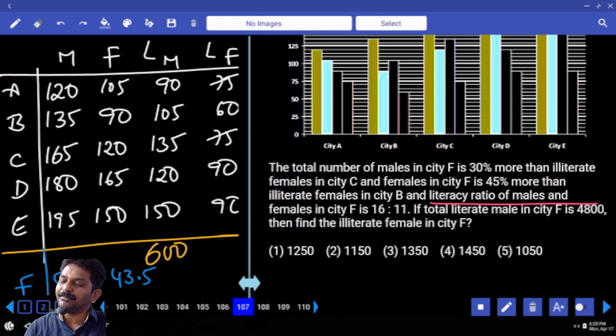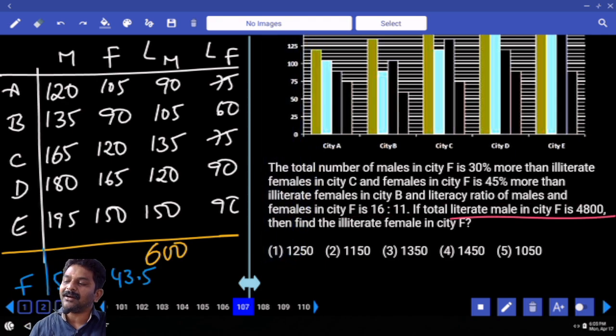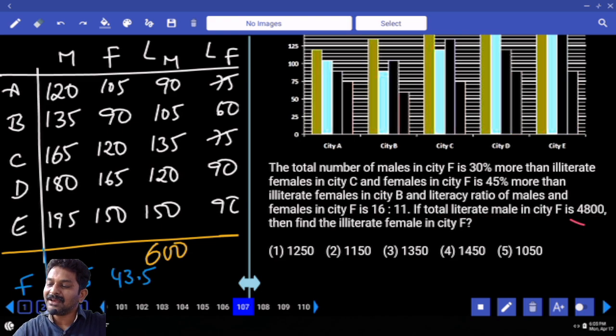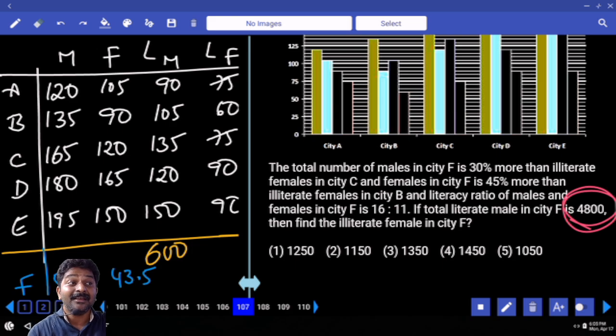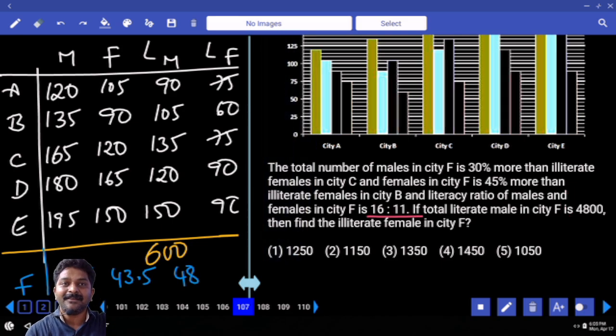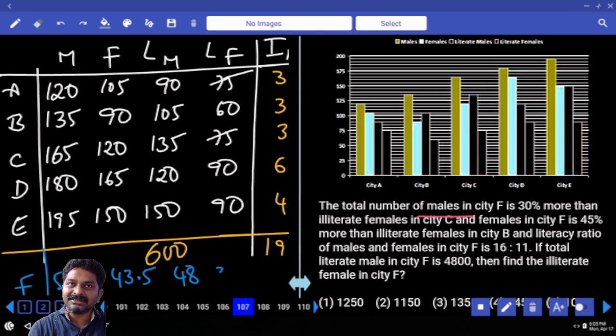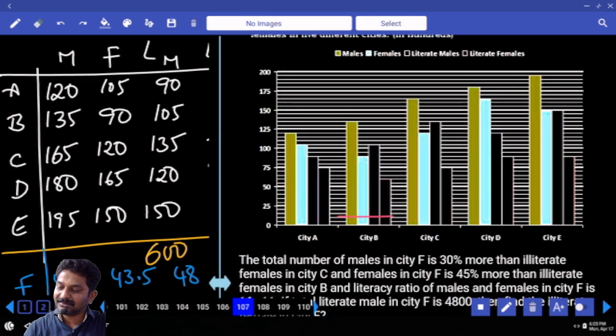Literacy ratio of male and female in city F is 16:11. Literate male in city F are 4,800. Now in our table all the values are represented in hundreds. So here how many hundreds are there? 48. Who are they? Literate male. That means this must be 48 here. Literate male and female are in the ratio 16:11. 16 parts is 48, 1 part is 3, 11 parts is 33. Next.